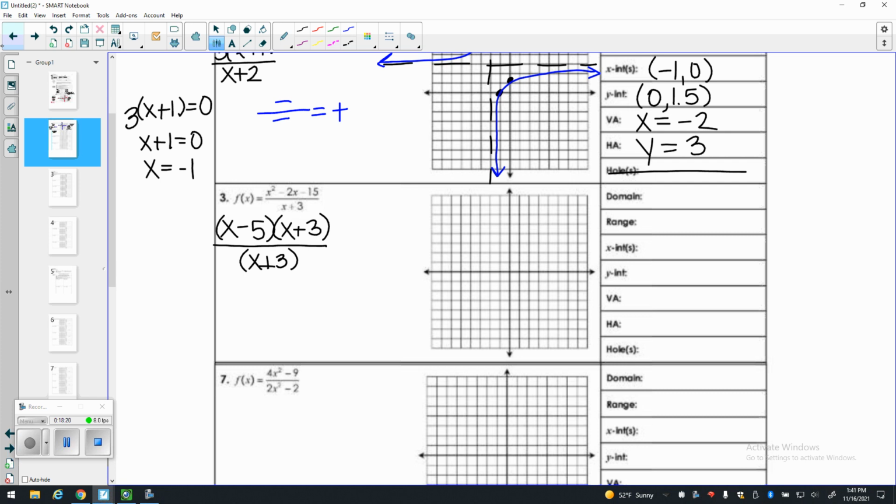Now, what else do you immediately notice? You can cancel something. That means there is a hole. But you can't just tell me there's a hole at x equals -3. You're graphing it, so you need to tell me exactly where the hole is. How did I get that it was -3? I set these both equal to 0 and I got -3 for an x value. Yes?